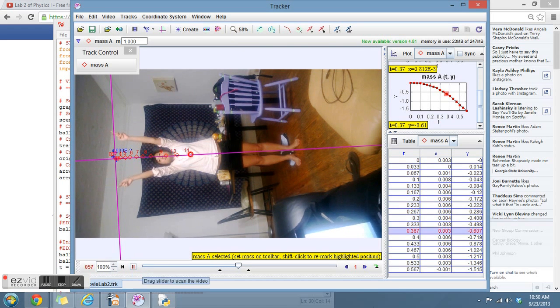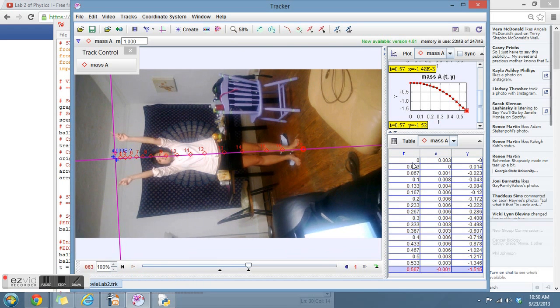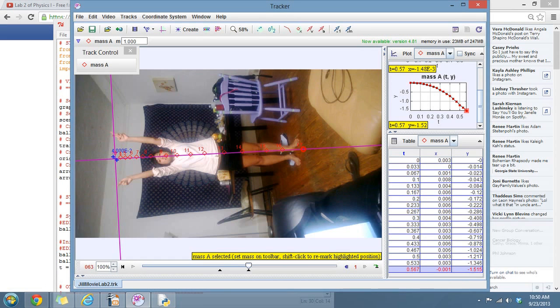My time scale was from 0 to 0.567 seconds. The time interval between each step was 0.033 seconds.